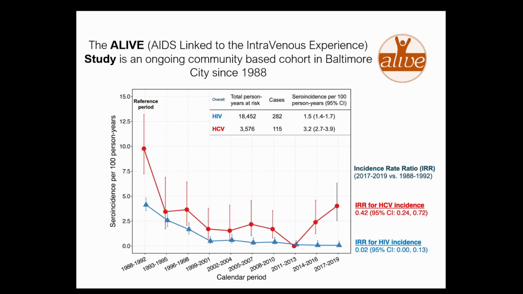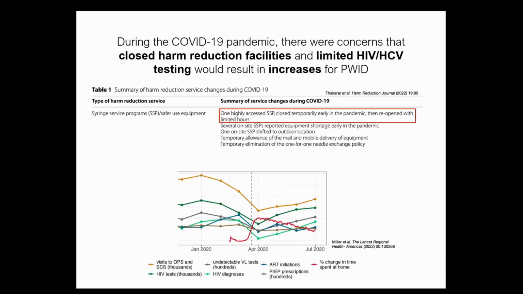Just to give you a reference, these are the incidence rate ratios for hepatitis C shown in red and for HIV shown in blue. Overall, about 65% of the individuals who are currently active and alive have hepatitis C, so it's a very common infection. There is treatment available, but if you're still engaging in risky behaviors when you complete treatment, you're likely to get reinfected.